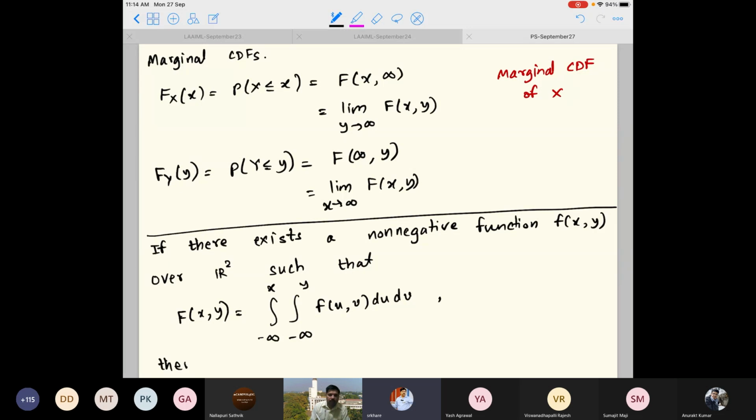Then f of x, y is called the joint PDF of this random vector X and Y, right? Joint PDF of this random vector X and Y. And once you define this, the existence of a non-negative function is important. So you have said already that it's a non-negative function. So it is like the anti-derivative concept extended to a function of two variables, right? And basically f of u is what you find out in this way.